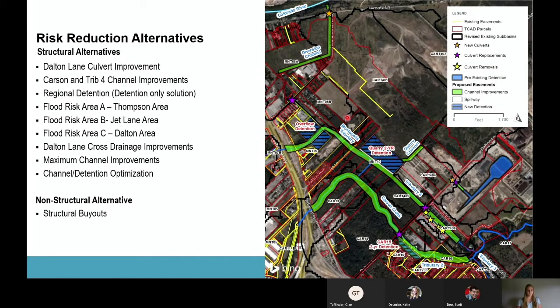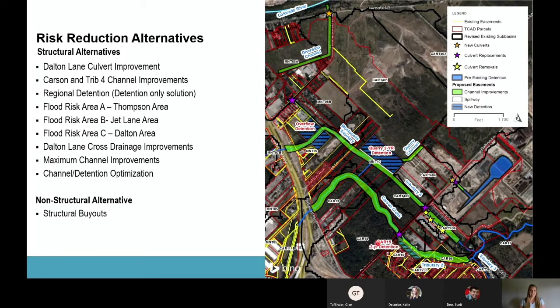We did look into this large regional detention pond about right here, but with the amount of water that's coming in there and just how flat the watershed is, the volume that you would need to contain was over 1,000 acre-feet, which is just unfeasible for this area or any area.